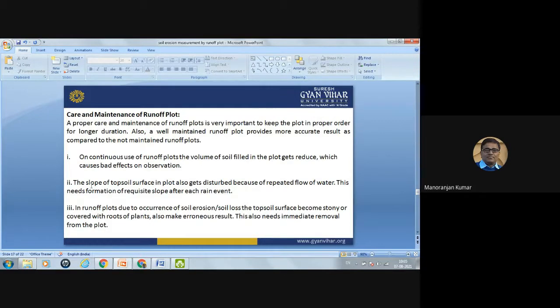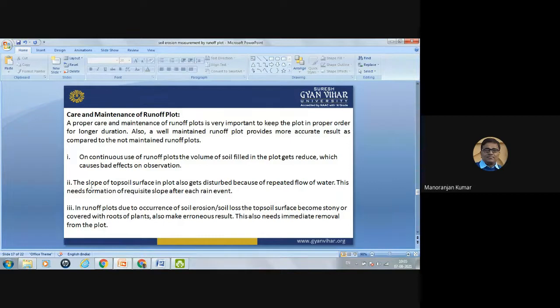Now, care and maintenance of runoff plot. A proper care and maintenance of a runoff plot is very important to keep the plot in proper order for a longer duration. Also, a well-maintained runoff plot provides more accurate results as compared to a non-maintained runoff plot. Okay. So what are the maintenance points here?